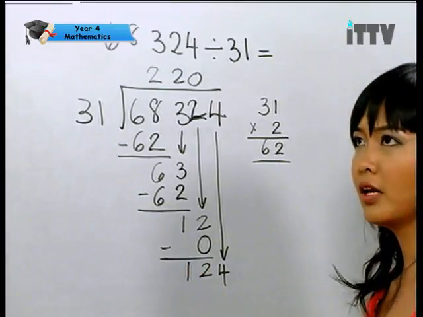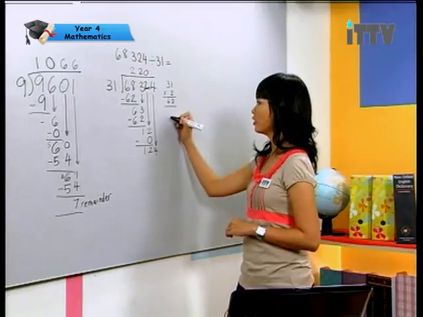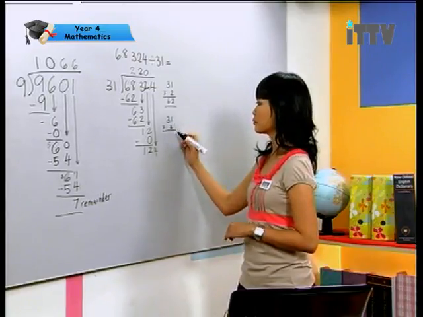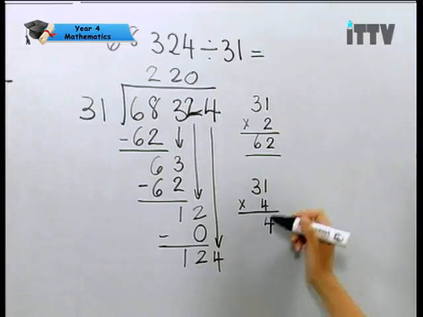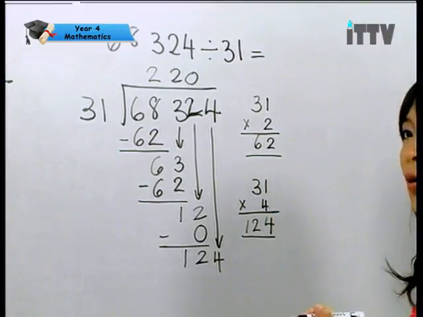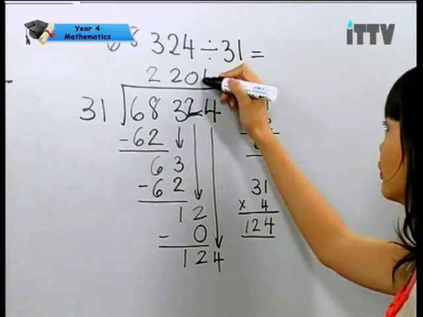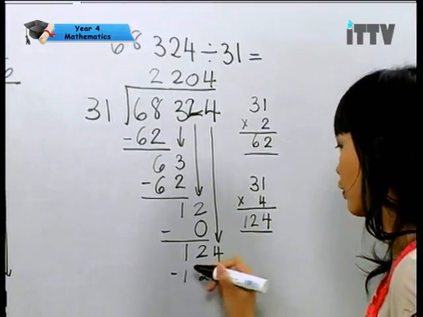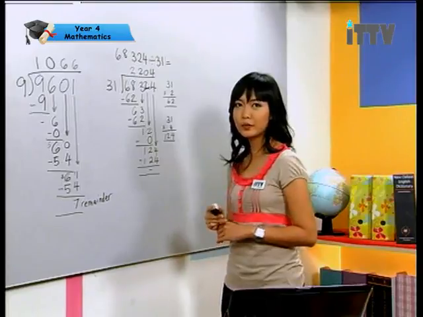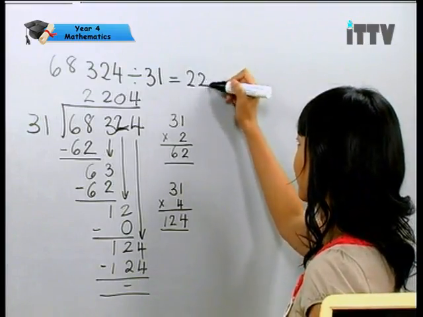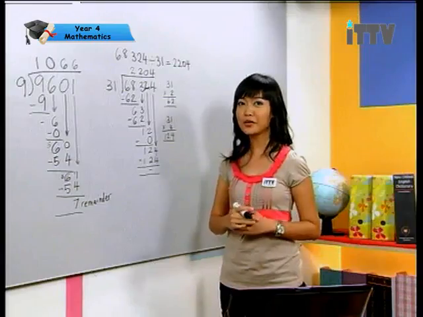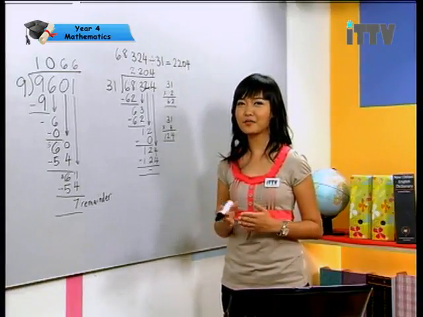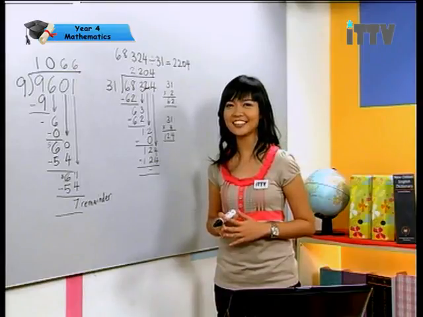124 divided by 31. Let's try. What if I have 31 times 4? 1 times 4 gives me 4. 3 times 4 is 12. 124. Okay, so I'll put the digit 4 here. 4 times 31 gives me 124. Okay, there is no remainder. So I'll fill in my answer over here. Now we know that in one day, Brilliant Bookshop sells 2,204 books. That's quite a lot, don't you think?